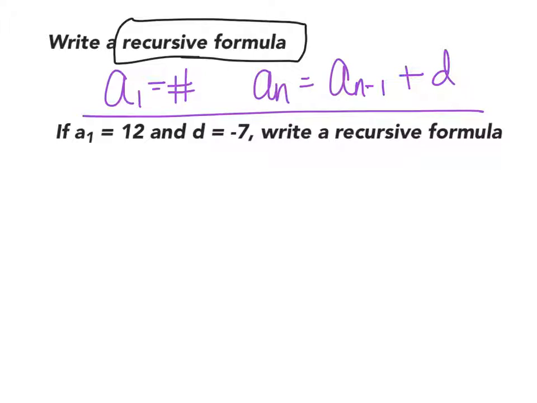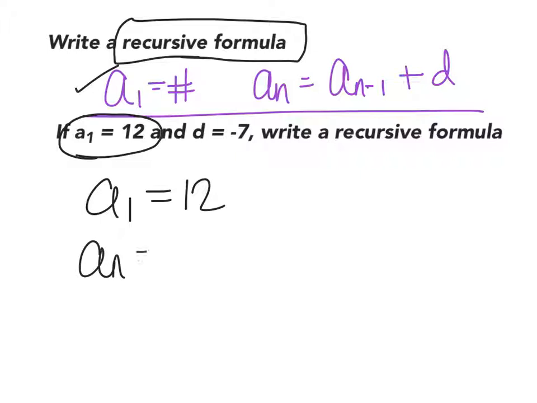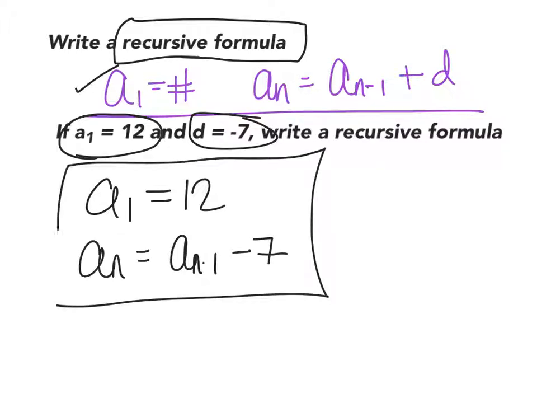So this first example is extremely generous. A sub 1 equals 12, and the difference is negative 7. Write a recursive formula. So look how simple this is. I have to know the first term. A sub 1 equals 12. There's my first part. Check. And now my formula is a sub n equals the previous term, a sub n minus 1, plus the difference. And they just told me the difference is negative 7. So there it is. There is the recursive formula with the first term of 12 and a difference of negative 7. Let's get a little more exciting.